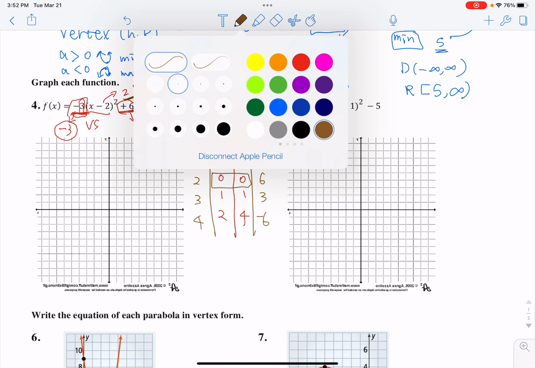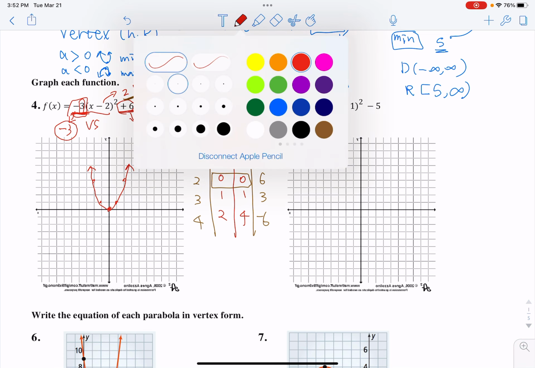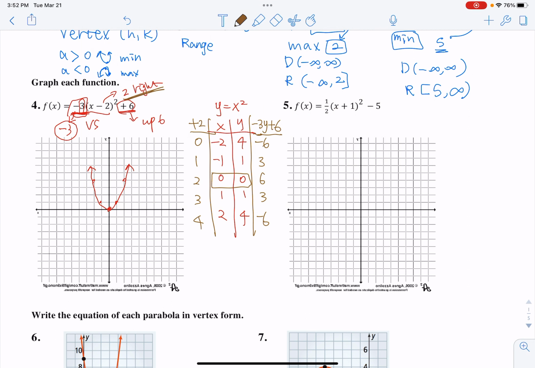So I'm going to draw the original parent function with the red color. I start with the red first. So (-1, 1), (1, 1), (-2, 4), and then (2, 4). The graph looks like this and this. And then the new function becomes, the new vertex is (2, 6), and (2, 6) here.